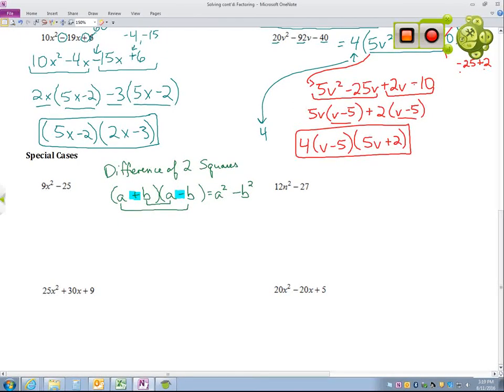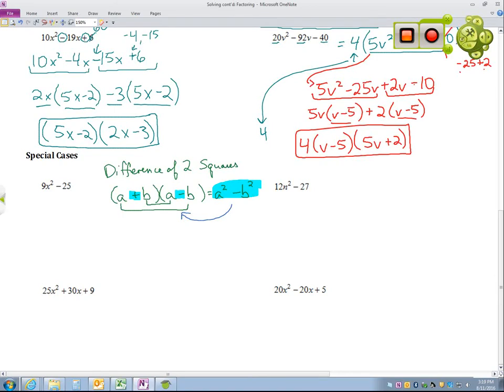And again, it doesn't matter which one's positive and which one's negative. What will always happen is that the middle term will cancel out and we will be left with this, okay? Which is the first term squared, the second term squared, and subtraction in the middle, okay? And because of that pattern, we can very quickly go backwards from the multiplied form to the factored form, okay?